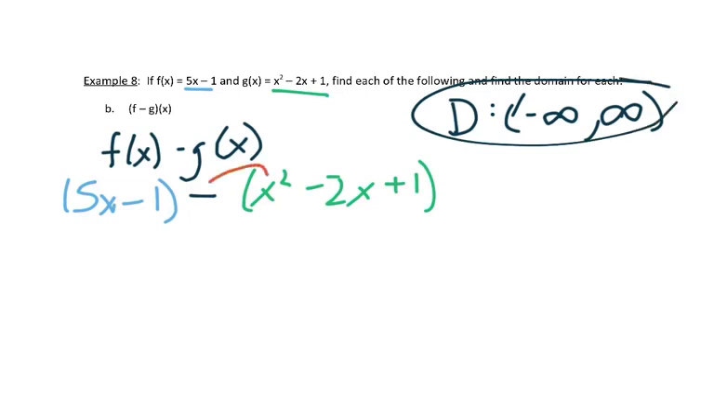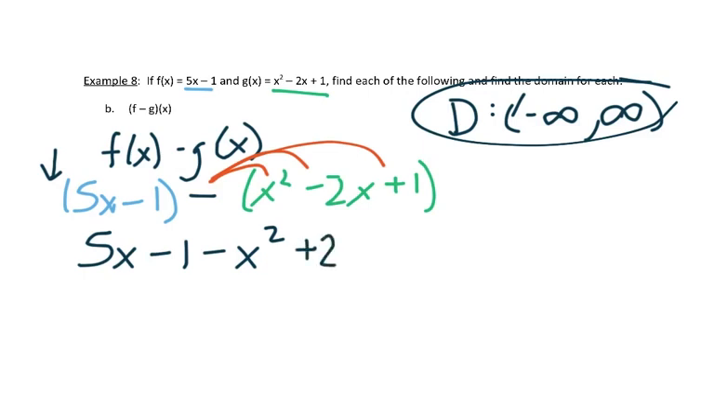Then we want to simplify, so that means with this minus sign that's in front of those parentheses has to get multiplied through. Now these first parentheses aren't doing anything. We can just write 5x minus 1 because there's nothing in front of them. So here we'd have negative times x squared is negative x squared. Negative times negative 2x is positive 2x. And negative times positive 1 is negative 1.